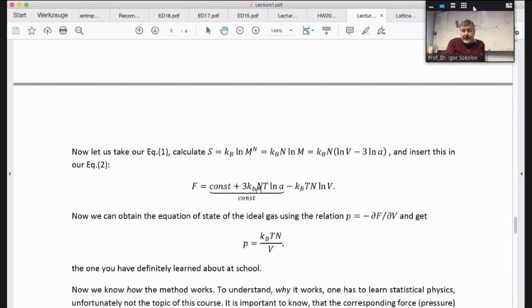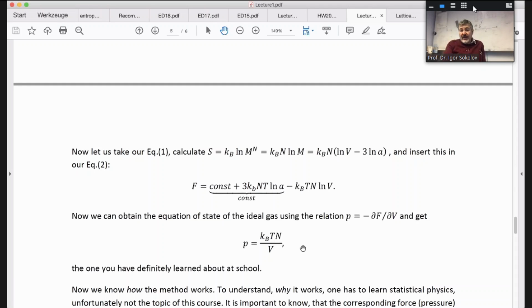So I have this F. F is something which does not depend on volume, depends on the temperature, but it doesn't matter, and something which does depend on volume. Now I'm looking at the pressure, and pressure is minus dF over dV. This we already repeated. V is only here in the logarithm. The derivative of log x over dx is 1 over x, and this is what I obtain. And this is the thermal equation of state of the ideal gas.